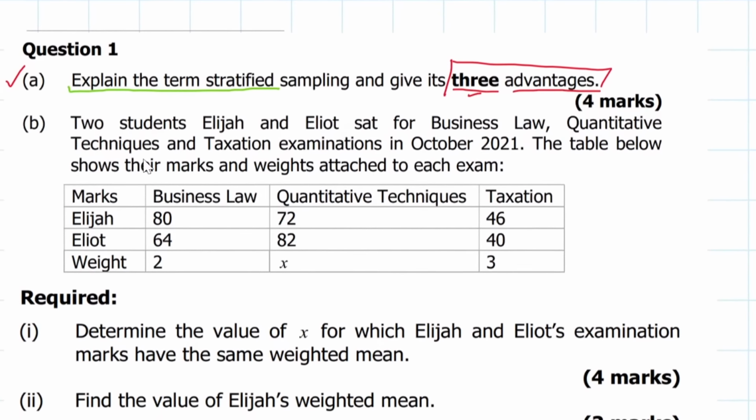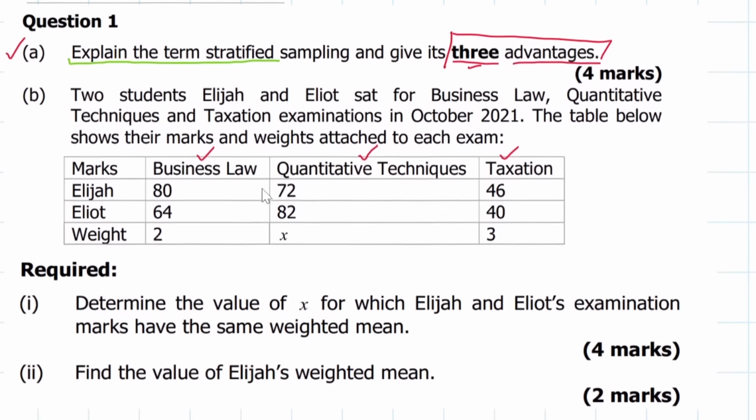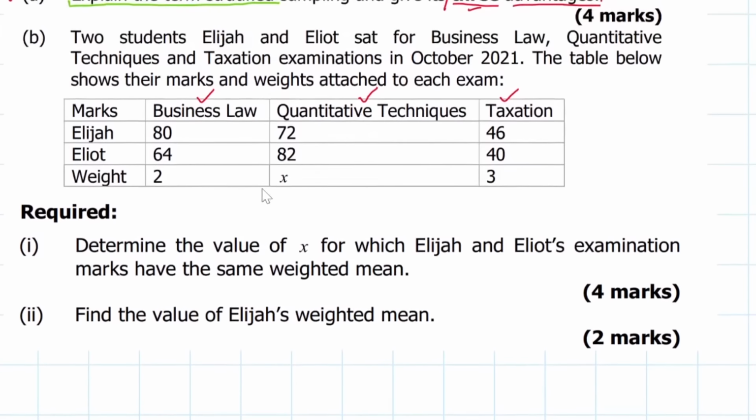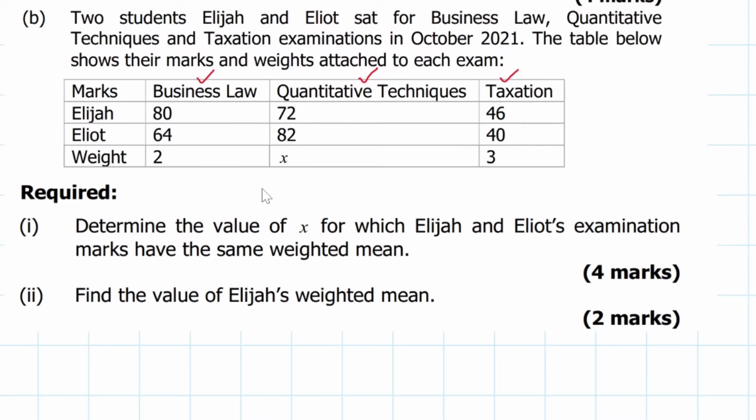They're telling us here that 2 students, Elijah and Eliot, sat for business law and quantitative techniques and taxation exams in 2021. So we have business law here, quantitative techniques and taxation exams. The table below shows their marks and weights attached to each mark. So as you can see, there it is, showing their marks. So they're asking us in Roman 1 here, determine the value of x. The value of x is right here. The value of x for which Elijah and Eliot's examination marks have the same weighted mean.